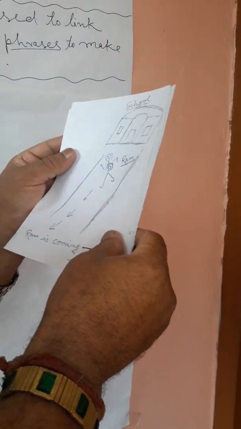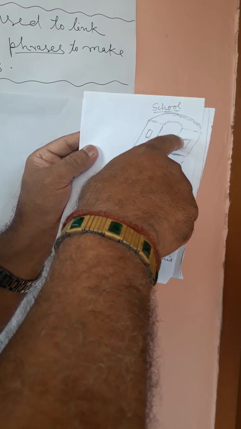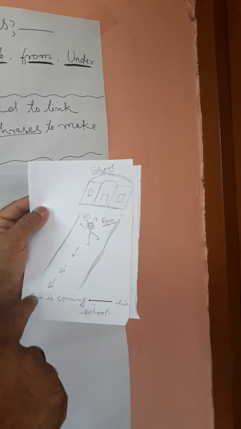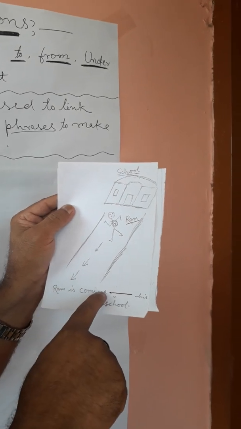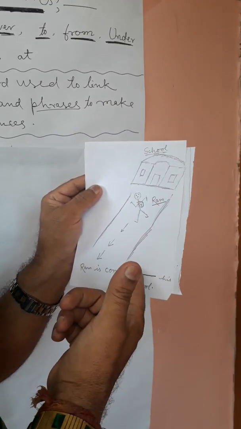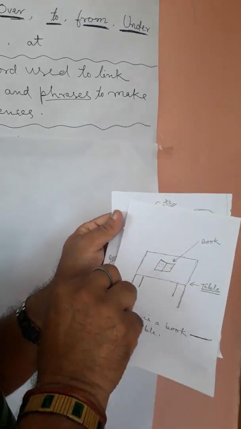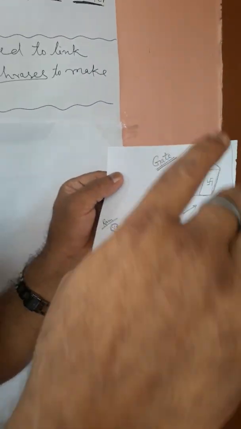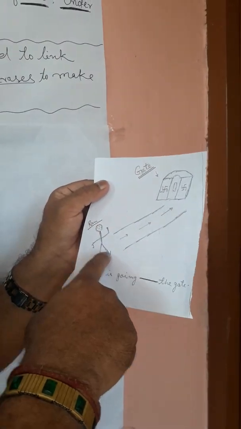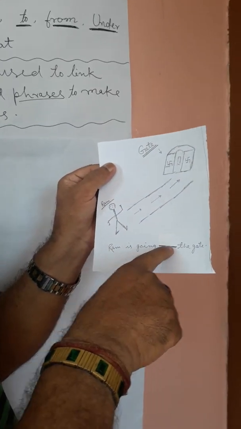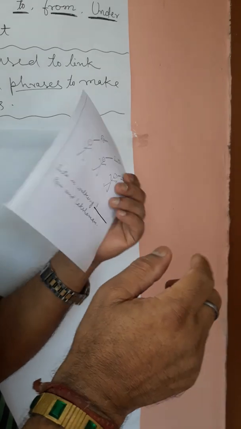Another. Here is your school and Ram is going away from the school. So you have to write, Ram is coming his school. Which preposition will be used here? Okay. Now another. Here is a gate and Ram is going nearer the gate. You have to use, Ram is going. Which preposition you have to use here?